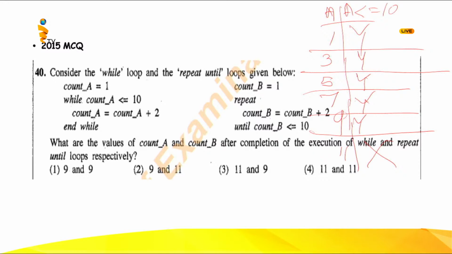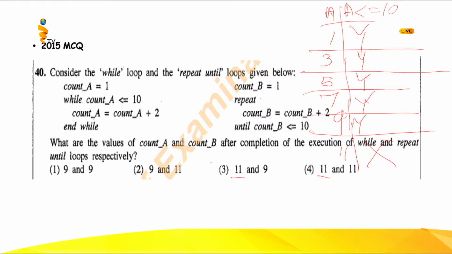So we will look at the answers. We have 11 in the third answer and the fourth answer. Now you know the answer should be 3 or 4. But we can't tell exactly until we find the value of count B. We will check. The value of count B, what is it? It is 1.